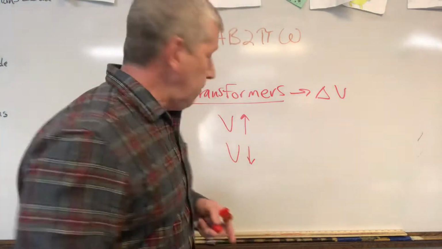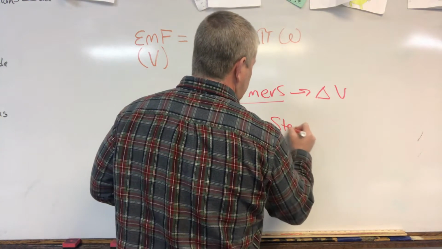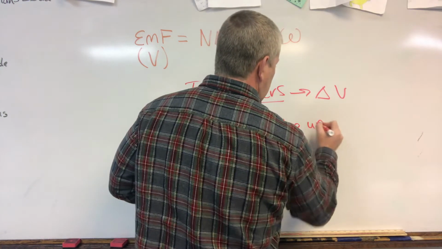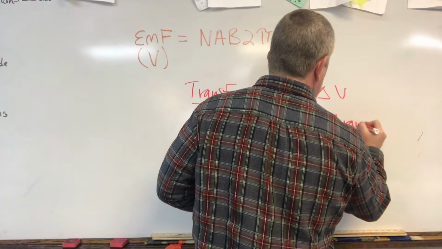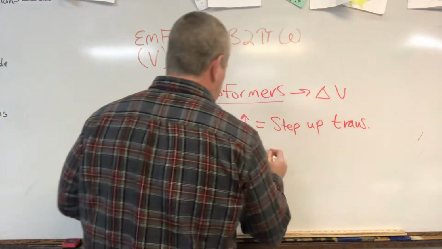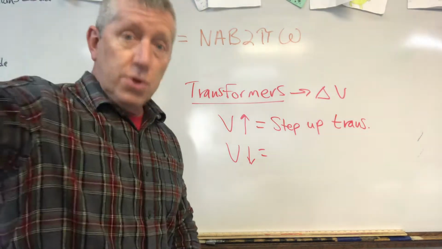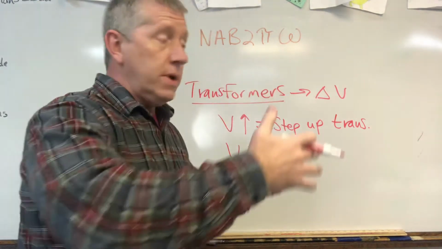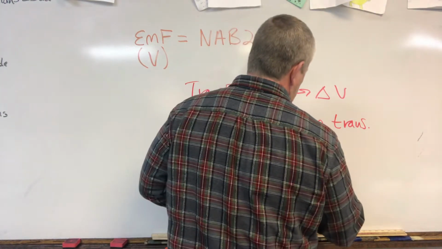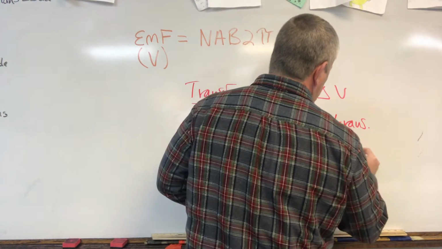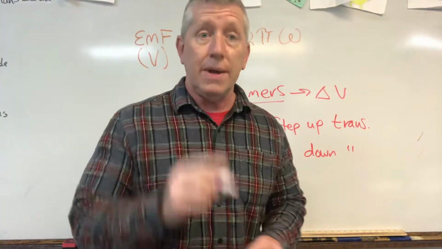When you have an increase in voltage, this is called a step up transformer. If you have voltage going down, you're decreasing it from 250,000 to 10,000 to 240 to 120, that's a step down transformer. So when I'm talking about stepping up and stepping down, we're talking about changing the voltage, either increasing or decreasing it.